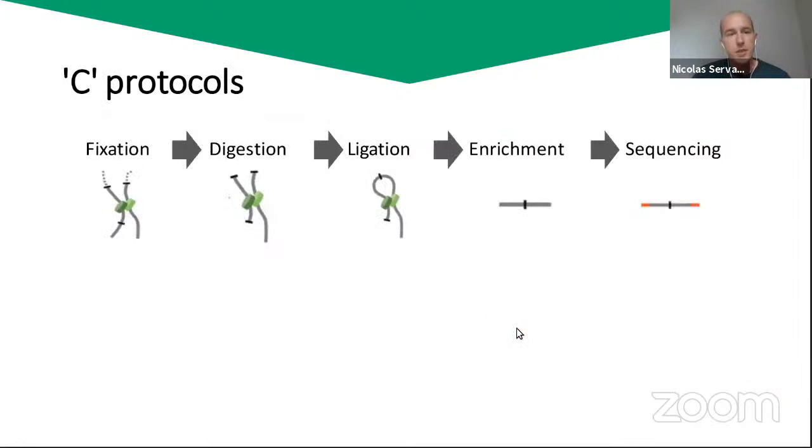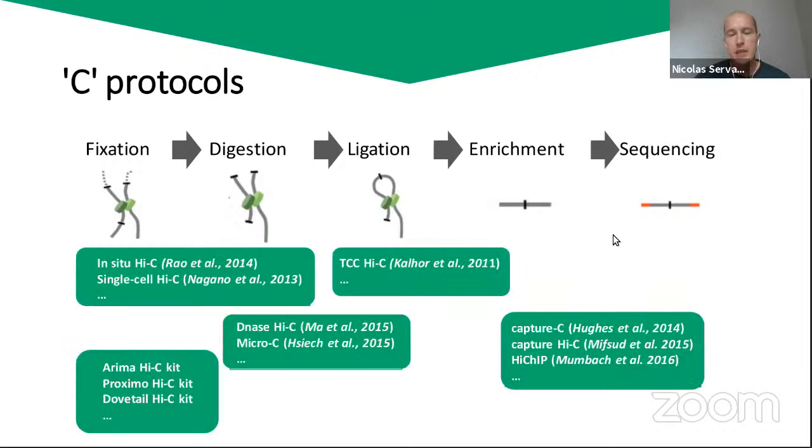So to come back to the protocol, you have the fixation, digestion, you ligate, you enrich, and you sequence. One thing which is important to know when you want to analyze such data is that for a couple of years now, we have had quite a lot of different protocols proposed for HiC data. For instance, in 2014, we have the in-situ HiC, then the single-cell HiC. You can also change the digestion step a little bit, using DNase, for instance.